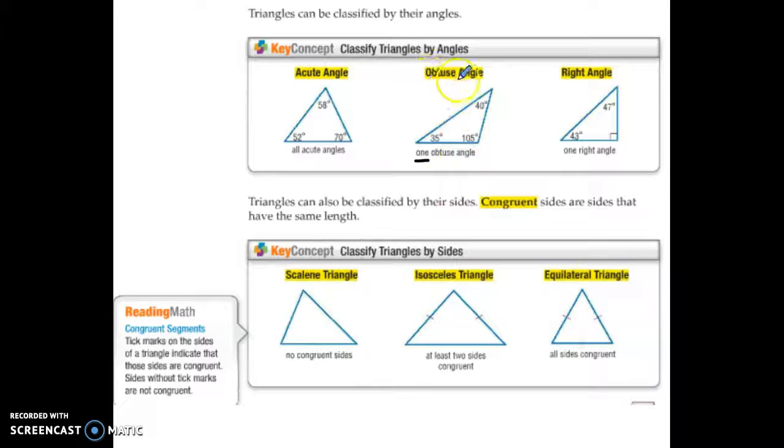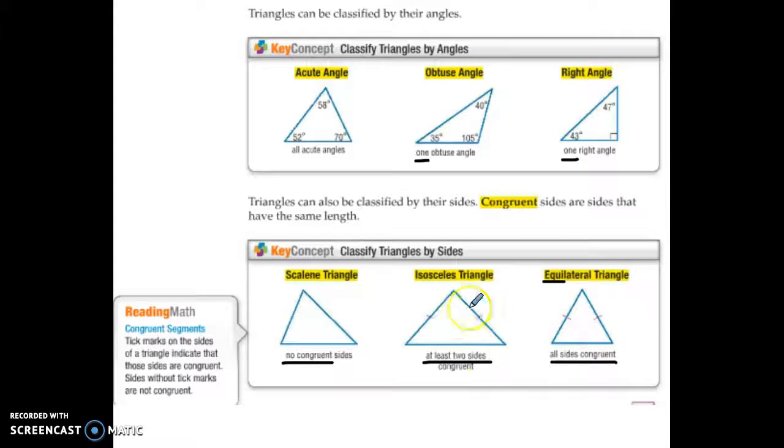If it has one obtuse angle, it's called obtuse, and if it has one right angle, then it's a right triangle. So just like this, one right angle. Same thing, we only have one. If we had 2, then we'd have 2 degrees. Now, the sides would be scalene, isosceles, and equilateral. Scalene means there's no congruent sides. Isosceles means it has at least 2 congruent sides. And equilateral, equal means they're all equal, so all sides are congruent. Congruent means equal or same length.